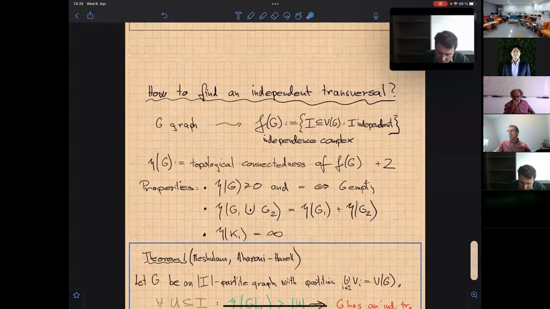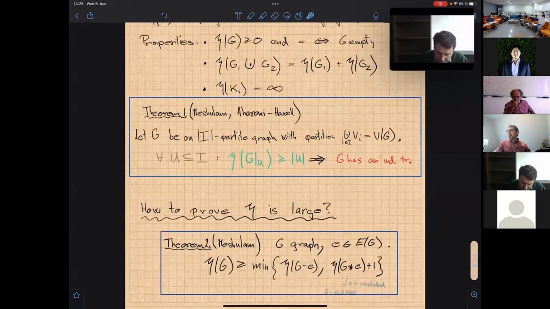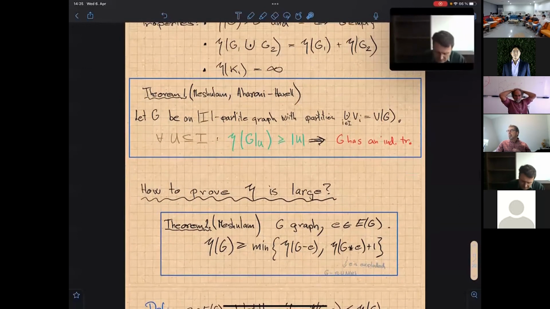And this is going to be our tool to show that there is an independent transversal. We will apply this to the graph which I described above. And the question is, of course, how do you prove that this eta of some graph is large? We have to look at many graphs because we have to restrict to some U. How do you prove that this is large? And here we are using a theorem of Meshulam, which in a way gives us a tool to define a process to dismantle a graph.